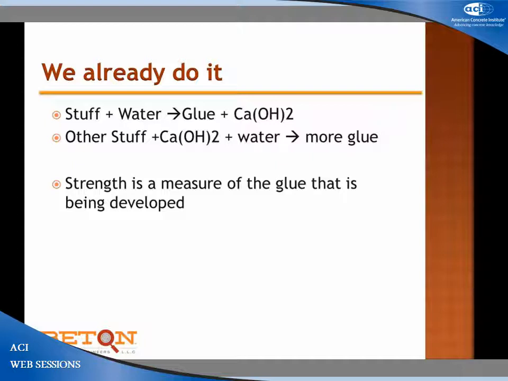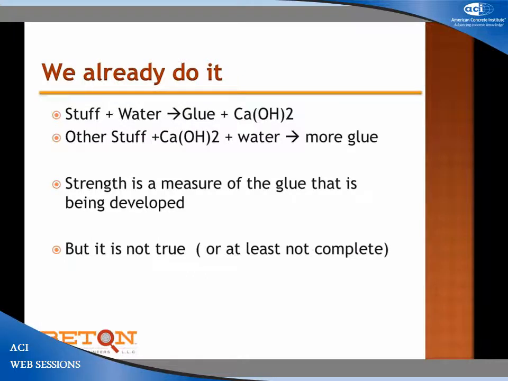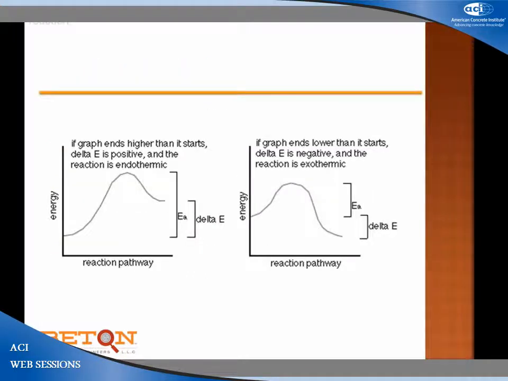And strength is a measure of the amount of glue that's being developed, which is kind of true, but not really. It's not complete because the other reaction that we get is heat. And here we start to see something very interesting. We have exothermic and endothermic reactions. Endothermic reactions are colder when they're done. Exothermic reactions are warmer when they're done. It doesn't matter which kind you have. We happen to have one that gets warmer, so we can track it. But you can track the rate of heat loss for endothermic reactions as your analysis tool.